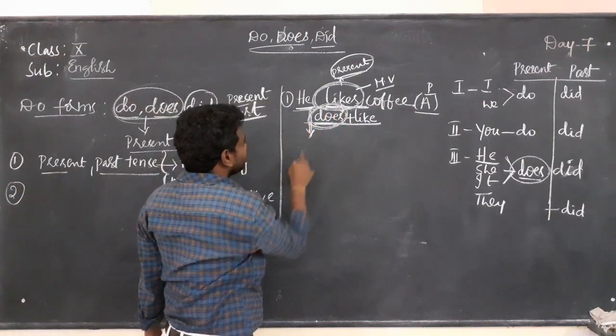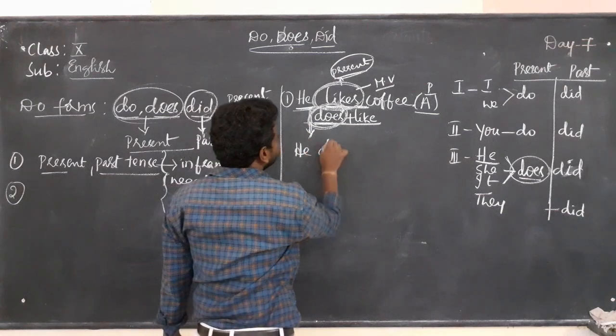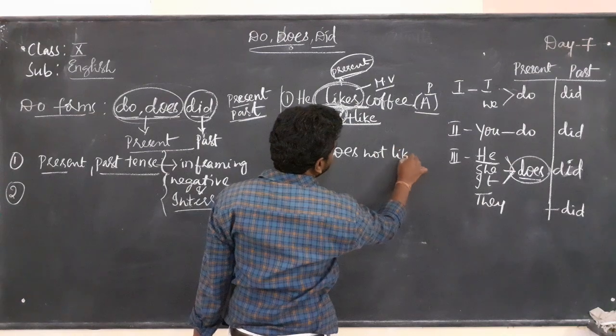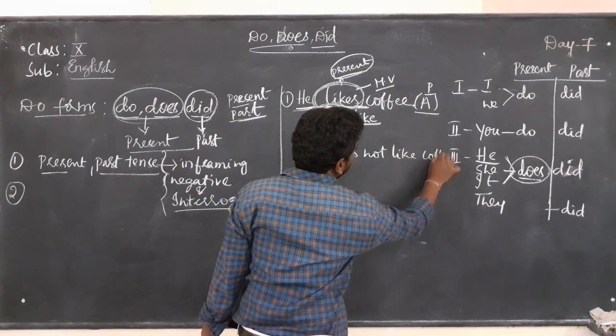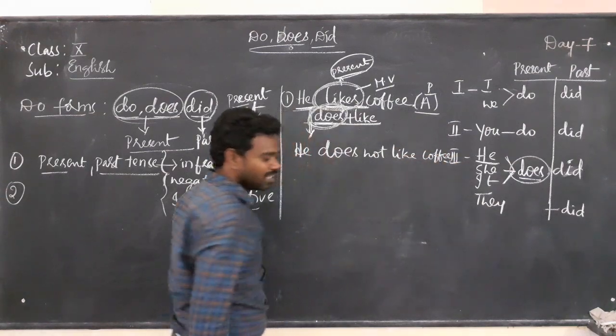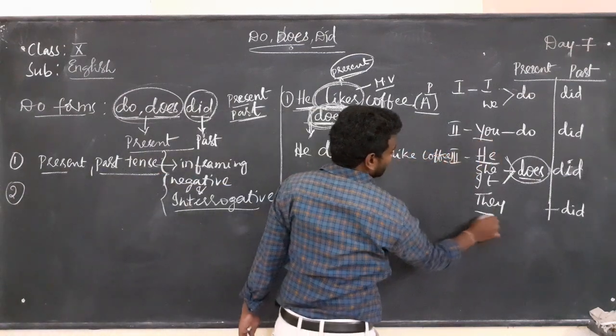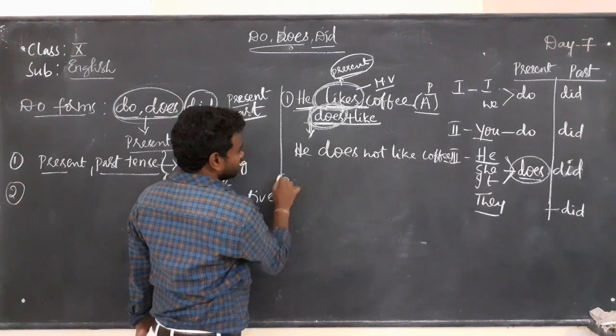Right? So I can make a sentence. For example, he does not like coffee. So if I write the sentence with you or they, for example, I can make a sentence.